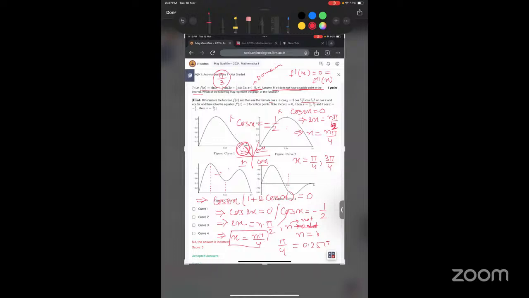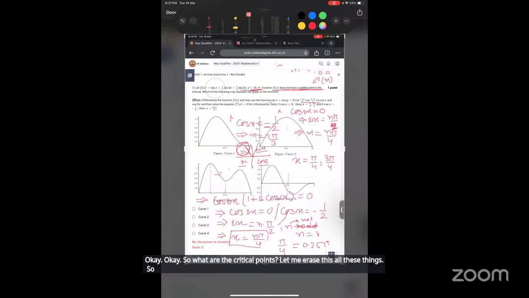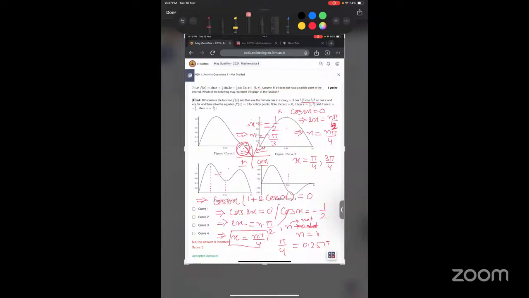So basically, when cos x equals minus half, we will get x equals 2 pi by 3. Okay? So what are the critical points? Let me erase all these things. So what are the critical points then? We can take pi by 4, 3 pi by 4 and 2 pi by 3.